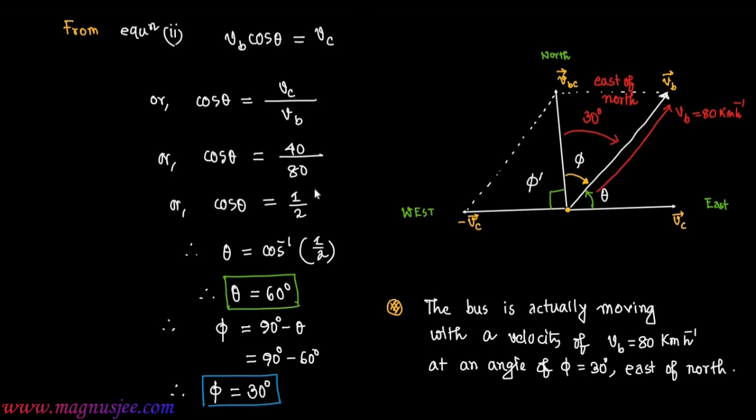That is the final answer. The bus is actually moving with a velocity of 80 km per hour at an angle of 30 degree east of north.